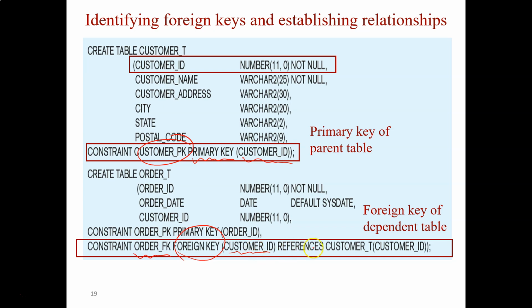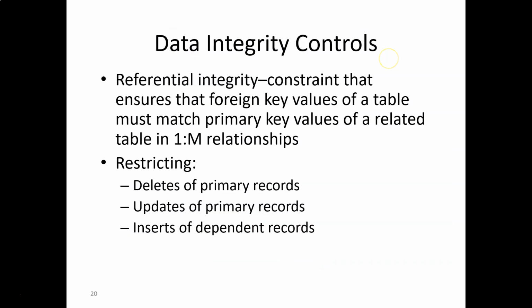Then we use the keyword references followed by the names of the primary key field and the table. In this case, the customer ID field of the customer table, to show that this foreign key corresponds to the customer ID field of the customer table, which is the primary key.